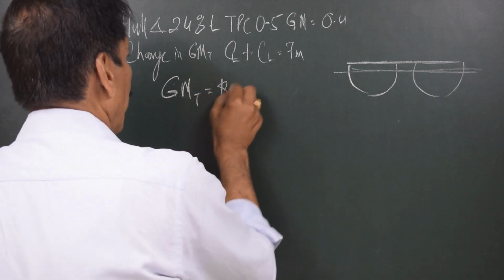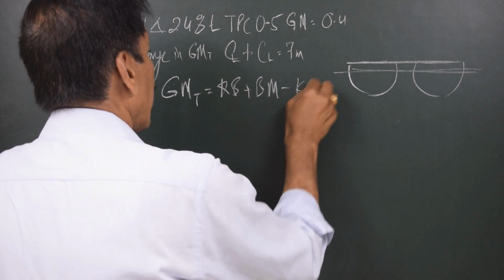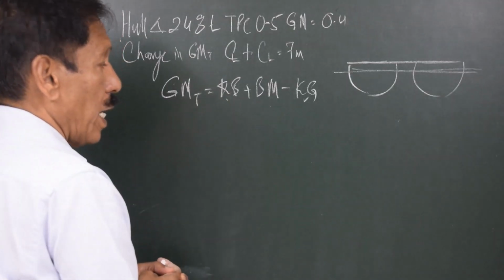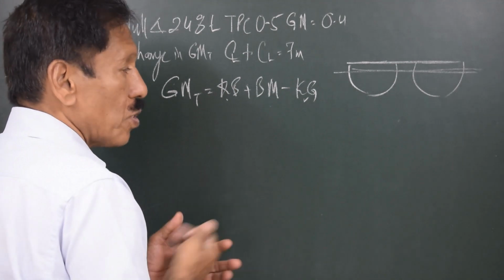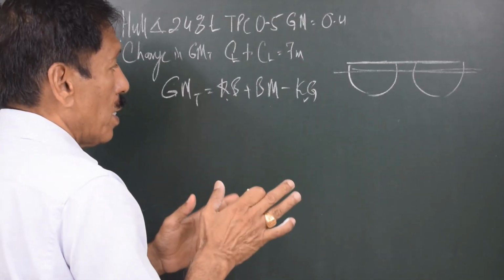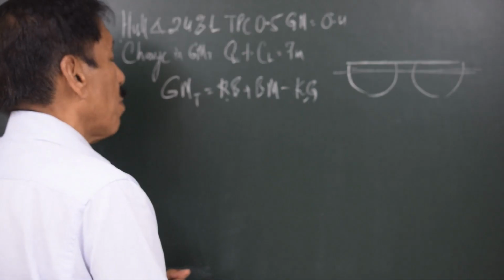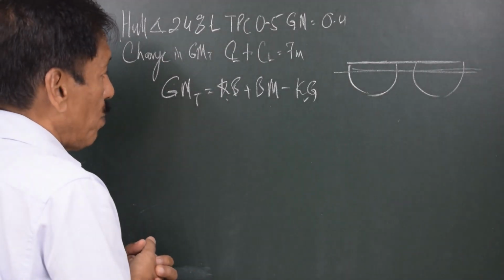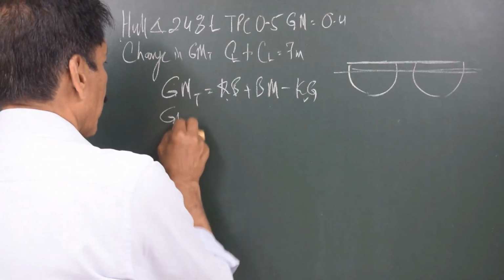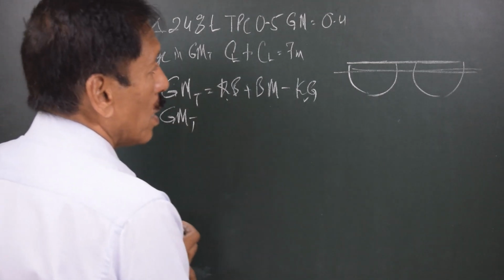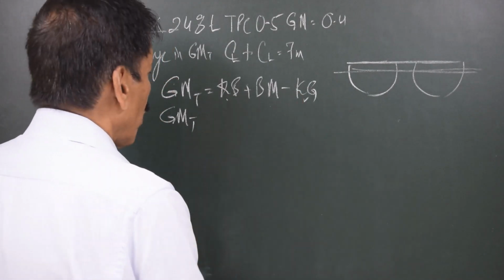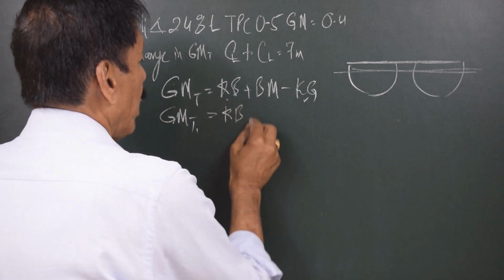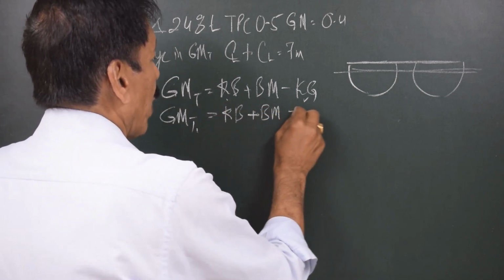GM transverse is actually KB plus BM minus KG. Now, before transformation, there was certain KB and certain KG, right? Because the weight on top is not changing, it's a weightless platform, I would say after joining, the KB of the combination remains same. Similarly, because the platform was weightless on top, the KG also would not change. So if we consider the initial GM transverse and final GM transverse, after the weightless platform was joined on top, the new GM transverse, let's call it GMT1, would be equal to KB plus BM minus KG.